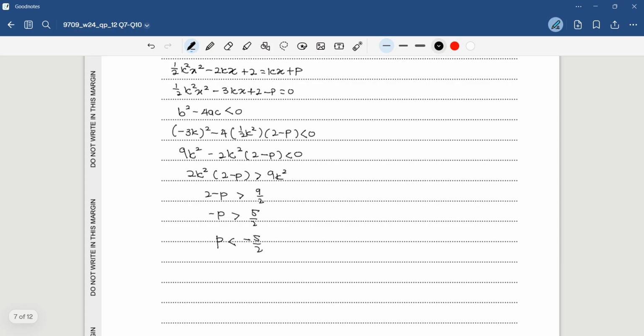Okay, because I just divide with this. Okay, and because k square is always positive, so it will be divisible.